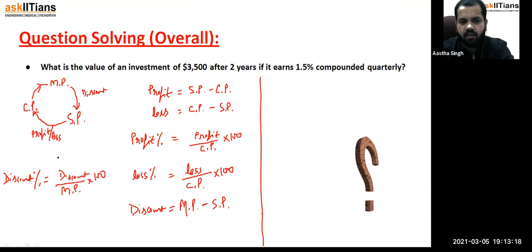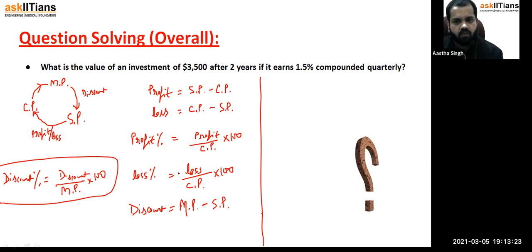So guys, I think you all have studied these formulas, right? These are the basic formulas you should know while doing your questions. Okay. So your question is: what is the value of an investment of $3500 after 2 years if it earns 1.5% compounded quarterly?